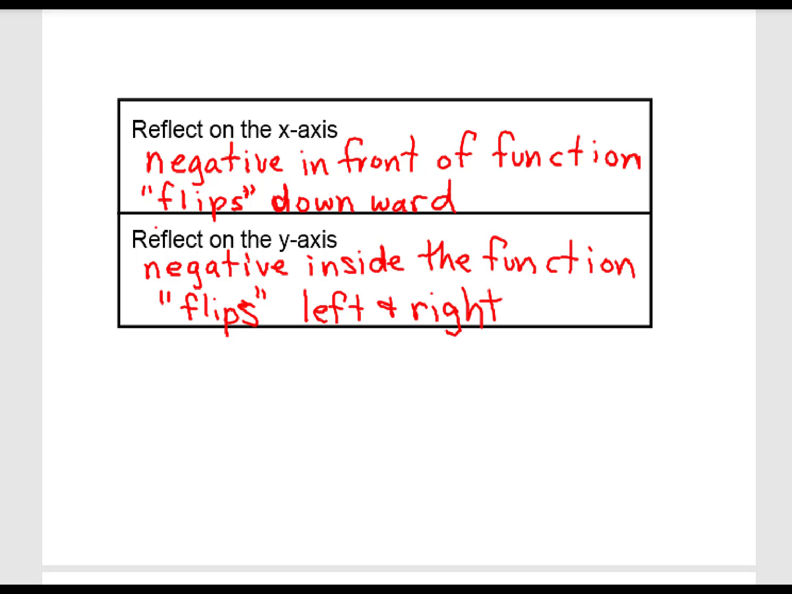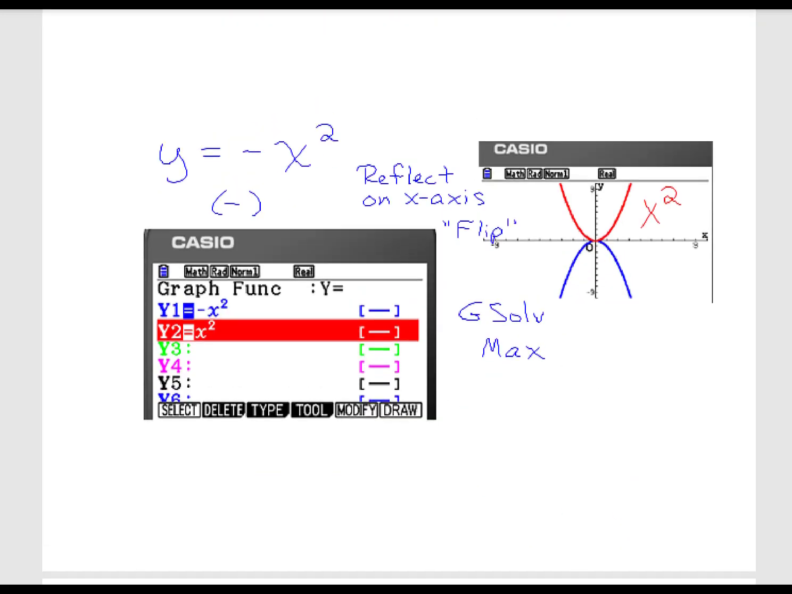So a reflection on the x-axis in the function will look like a negative in front of the function, and this will flip the function downward. And then for a reflection on the y-axis, you'll see a negative inside of the function, and this will flip the function from left to right. So let's actually look at it, because just looking at the definitions can be a bit confusing.